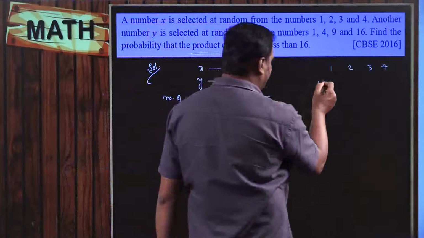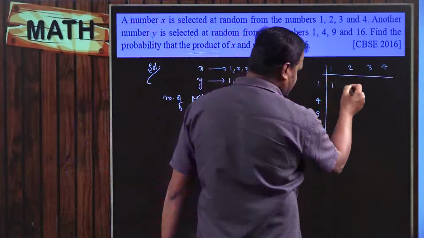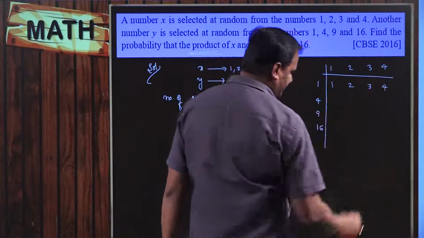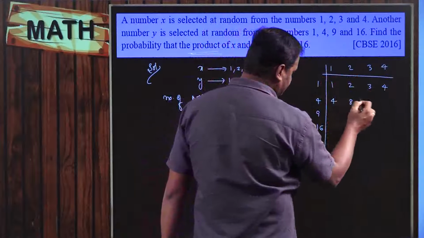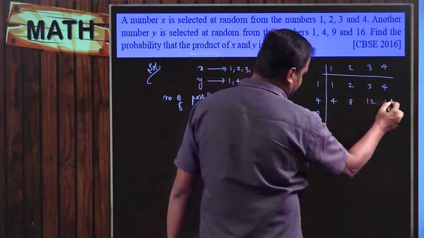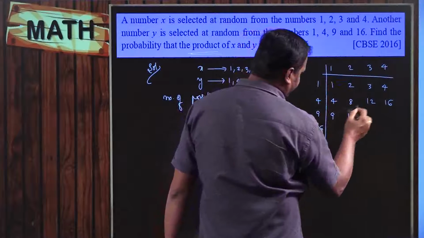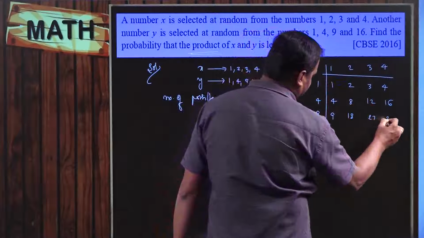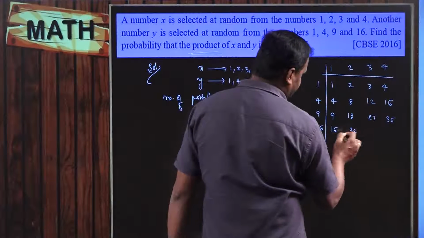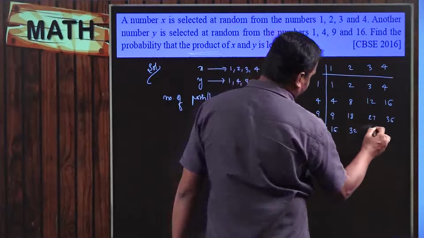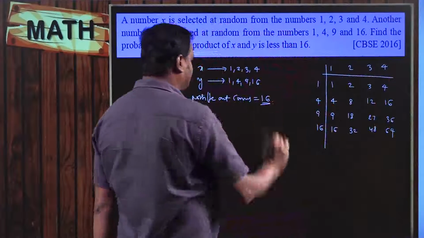The product is going to be 1 into 1 equal to 1. Okay. So 1 1s are 1, 1 2s are 2, 1 3s are 3, 1 4s are 4. Now with 4, 4 1s are 4, 4 2s are 8, 4 3s are 12, 4 4s are 16. With 9, 9 1s are 9 and 9 2s are 18 and 9 3s are 27 and 9 4s are 36. With 16, 16 1s are 16, 16 2s are 32, 16 3s are 48, 16 4s are 64. So if you count everything, then you will get totally 16 number of outcomes.